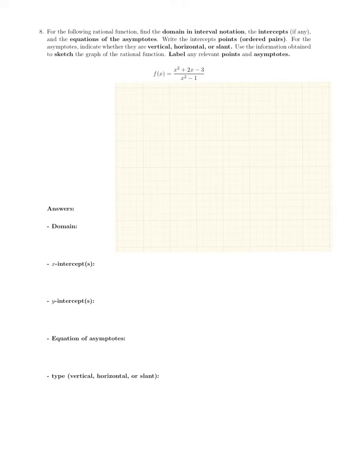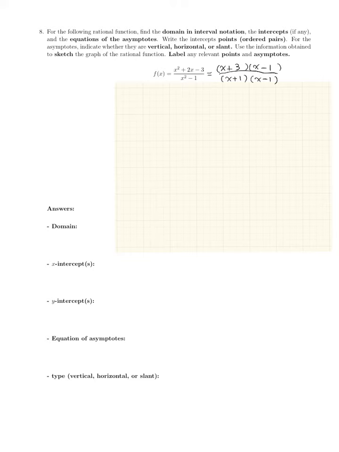First things first, make sure to factor the rational function as much as you can. The top should factor to x plus 3 times x minus 1, and the bottom is going to be x plus 1 times x minus 1. I think this is as much as we can factor. Now, notice that you can cancel out the x minus 1, but don't do that yet because we still need to get the domain of the function.